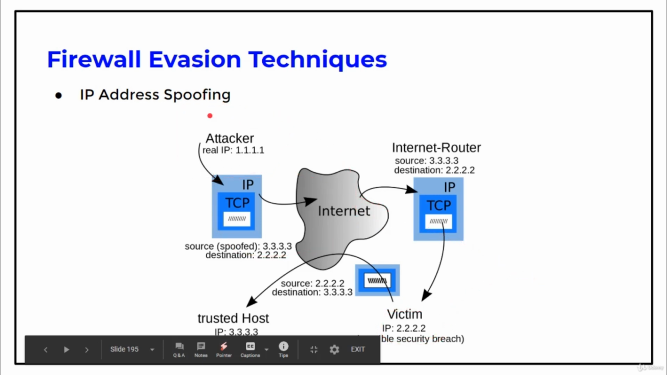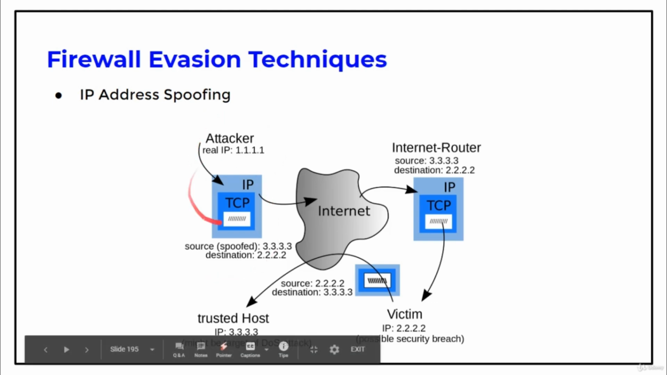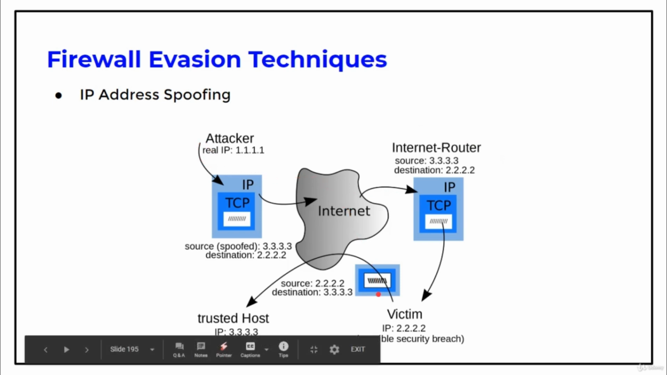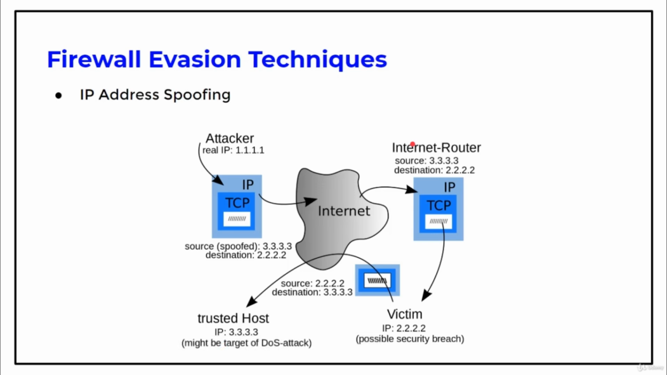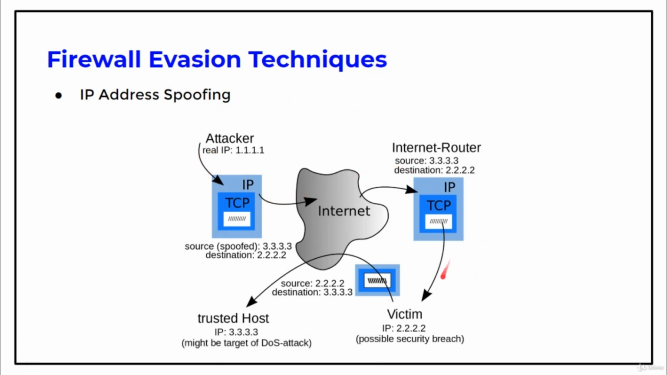Now the attacker will not send the IP packet using his real IP. So what he has done is spoof the IP address of the internet router. So when the attacker sends a packet, the victim feels that the packet has been sent by the source 3.3.3.3 and therefore it will trust it. But in the real case, the packet is being sent by the attacker. So the process is like this.